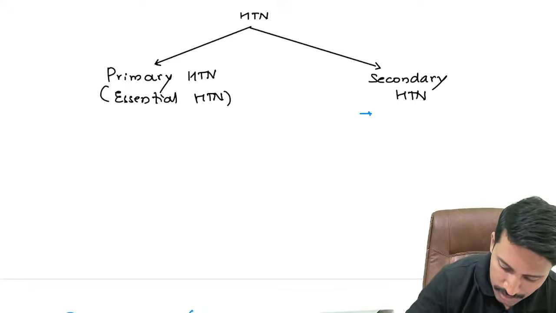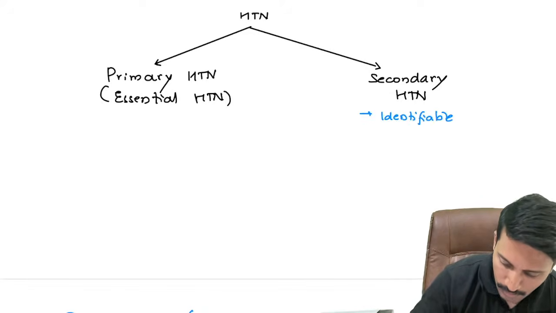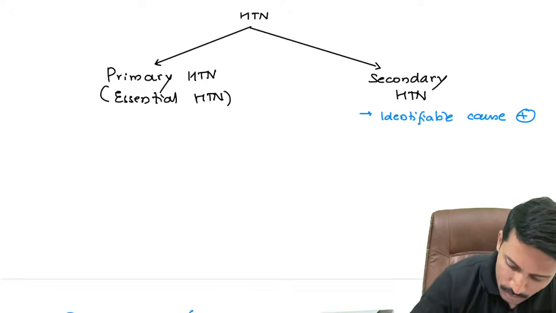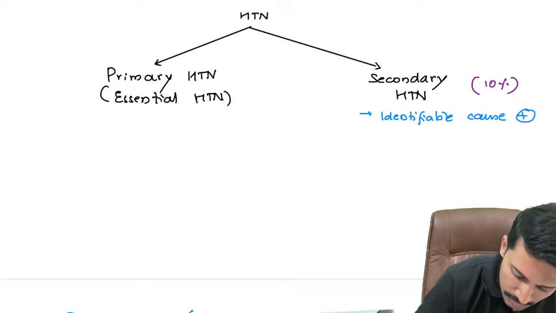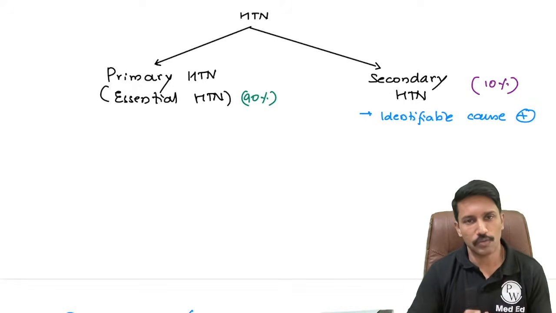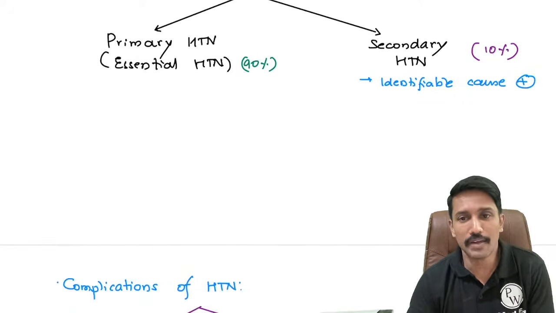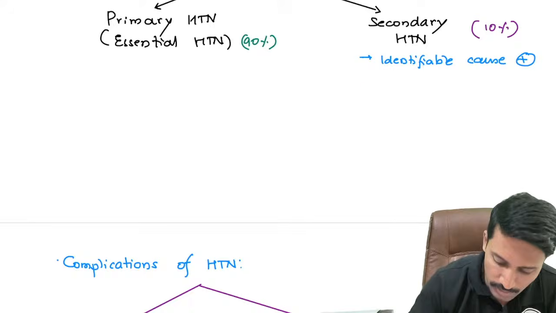So in secondary hypertension, an identifiable cause is present. This is less common. This accounts for 10% of patients. In 90% of the patients, there is no identifiable cause. That is what we call primary hypertension. Of course, for primary hypertension, risk factors are there. You can't pinpoint one cause. But for secondary, we can pinpoint one cause.